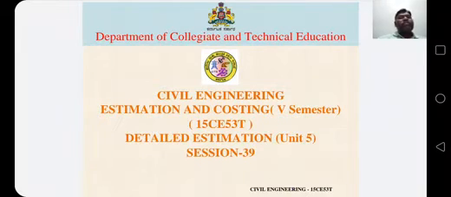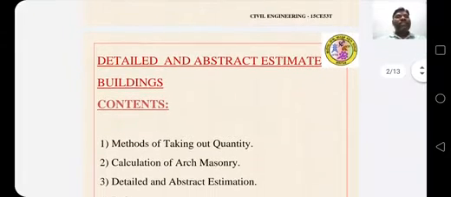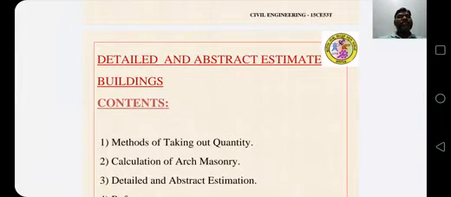Under Learning Management System, Civil Department. Topic is detailed and abstract estimation of semicircular building by center to center line method. Detailed and abstract estimate of buildings.